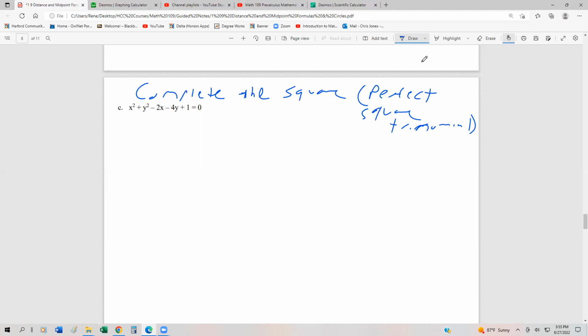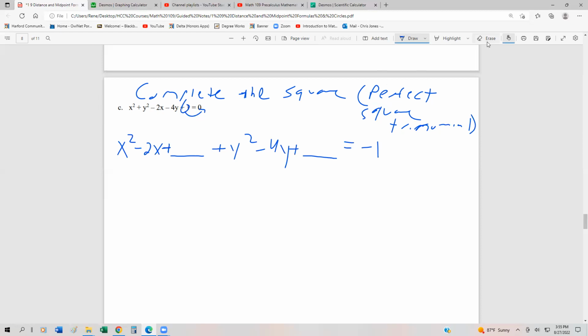So here's what I'm going to do. I'm going to rearrange this equation. I'm going to say x squared minus 2x, and I'm going to leave a space. And then I'm going to say plus y squared minus 4y. I'm going to say plus over here and plus over here, leaving another space. And the other thing I'm going to do is subtract 1 from both sides. Now here's where we complete. The first thing you should do is get all the x's next to each other, all the y's next to each other, and then any constant to the right-hand side.